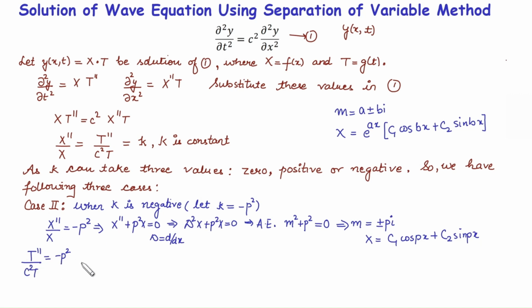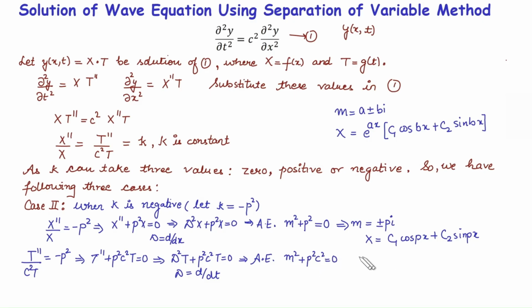Similarly, solve the second ordinary differential equation. This results in the second order derivative of t plus p square c square t is equal to 0. Write the operator form, that is D square t plus p square c square t is equal to 0. Now what is the auxiliary equation in this case? What does D stand for here? That is a derivative with respect to time. Replace D by m and t by 1. So this results in m square plus p square c square is equal to 0.